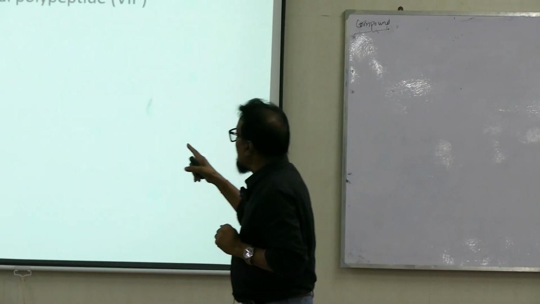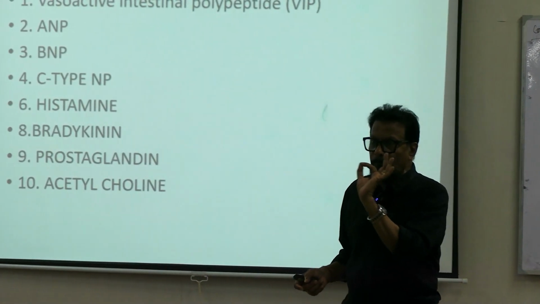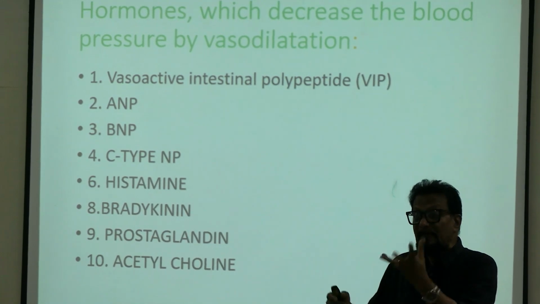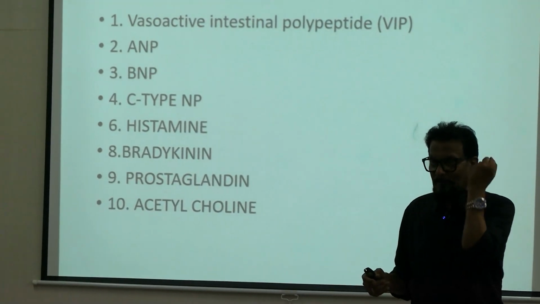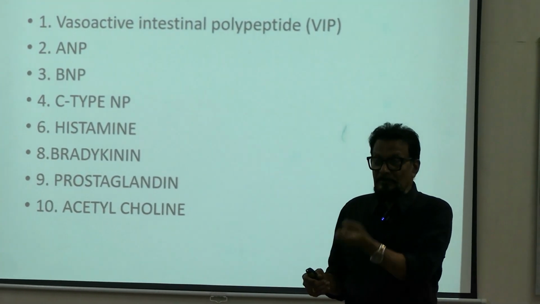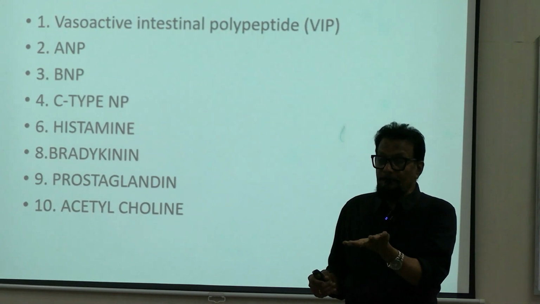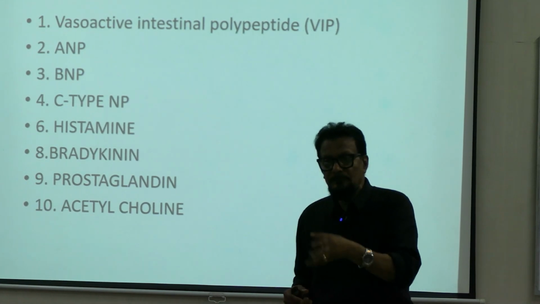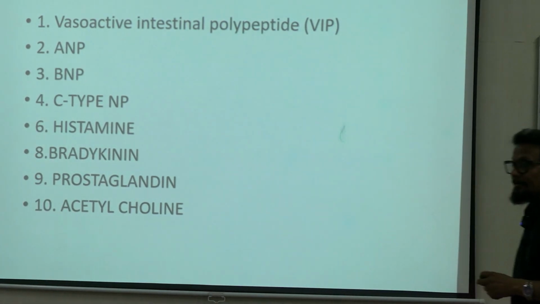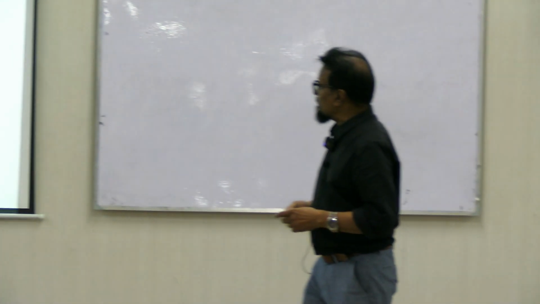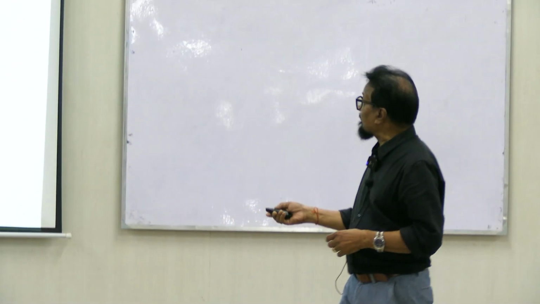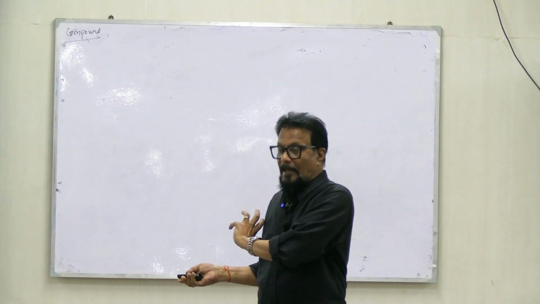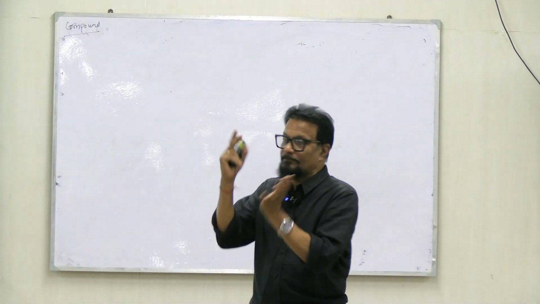And C-type natriuretic peptide is another type of natriuretic. Natriuretic means it affects sodium handling, and along with it blood, so locally there will be more blood, so the blood vessel will be dilated. Bradykinin, vasodilator; prostaglandin, vasodilator; acetylcholine is also a vasodilator. So these are the hormones that constrict, and some hormones can dilate. So by constricting and dilating, blood pressure is maintained.